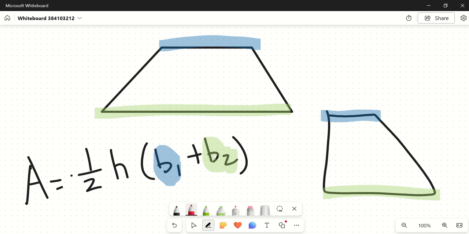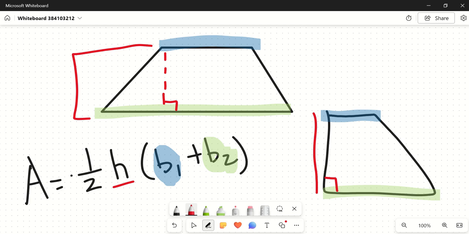The height is how tall the shape is. So again, with a trapezoid like this, you will have something like this. Or if it's a right angle trapezoid, the height is literally that side. And then again, it can also be determined with something like that, and it tells you how tall it is. So you need the height.